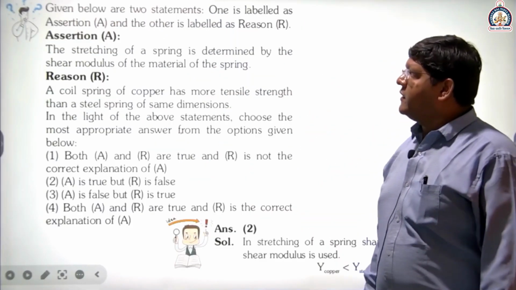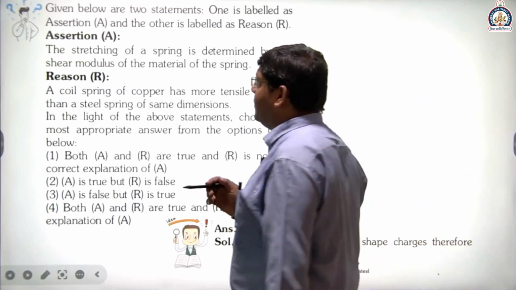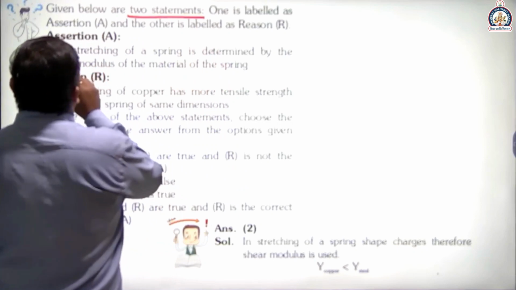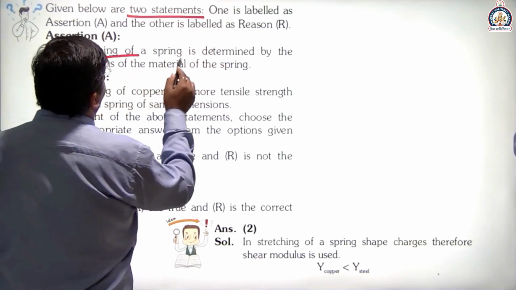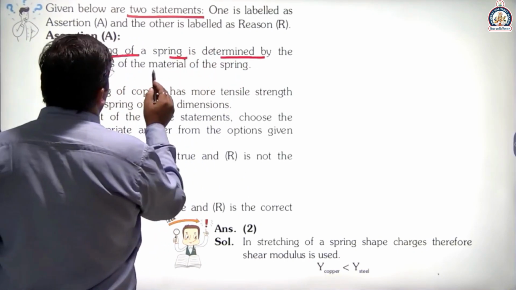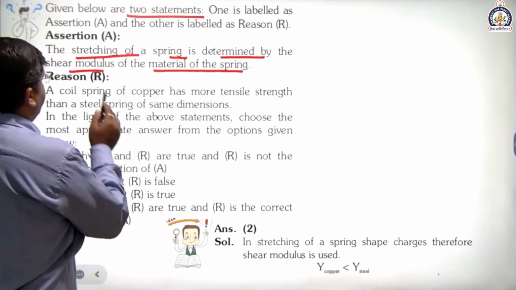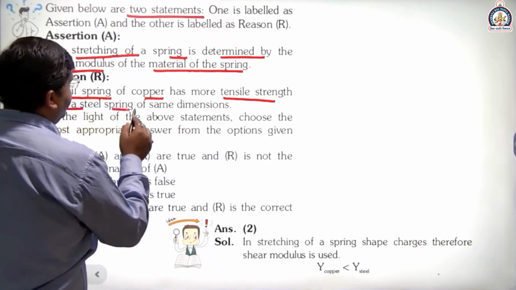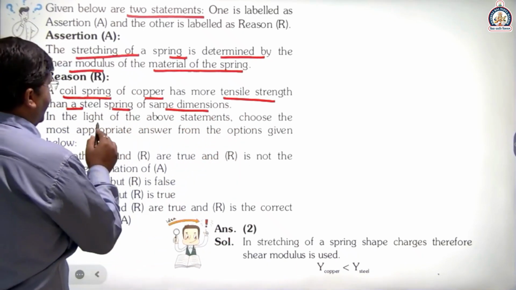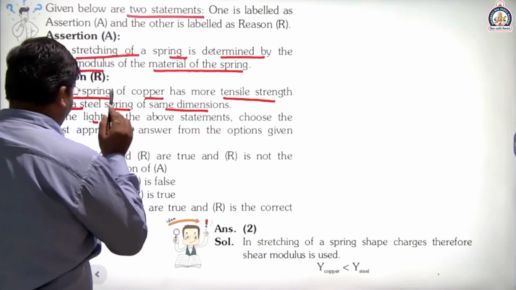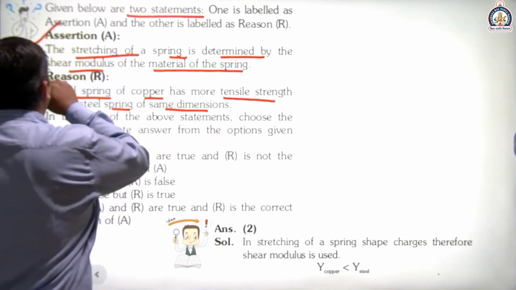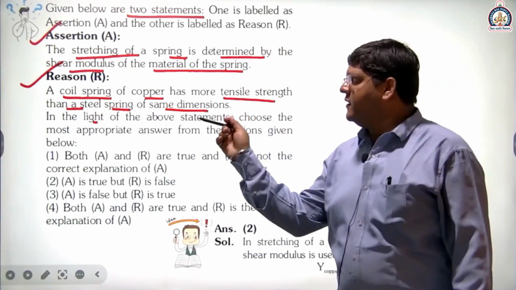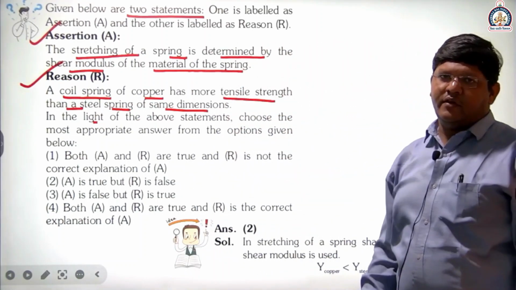Okay, moving to the next question. The next question is related to assertion and reason. We are provided with two statements. The first statement is: the stretching of a spring is determined by the shear modulus of the material of the spring. The reason is: the coil spring of copper has more tensile strength than the steel spring of the same dimension. In the light of the above two statements, choose the correct answer. We just have to say whether the reason is actually applicable to the assertion or not.